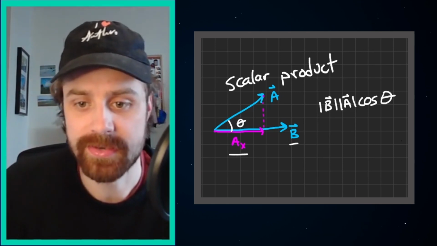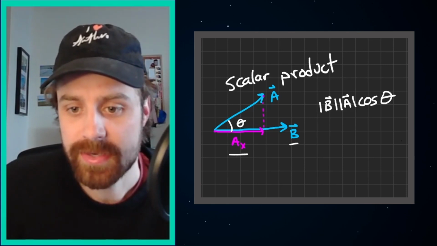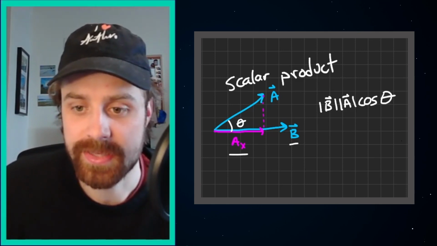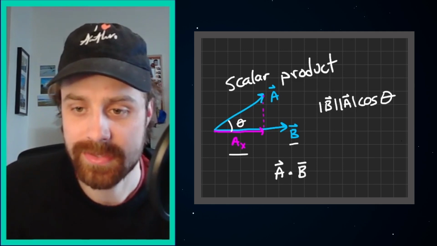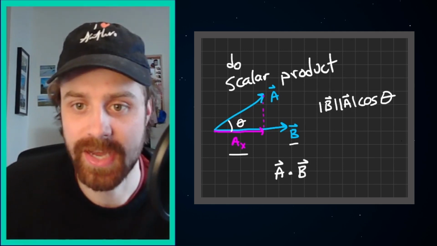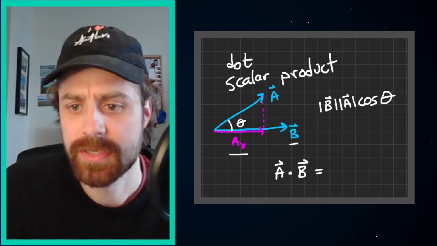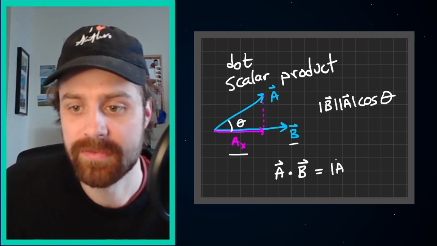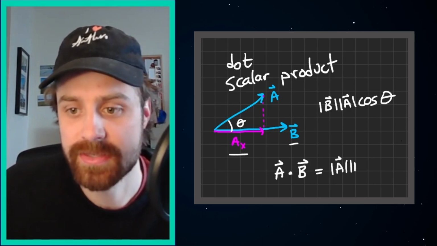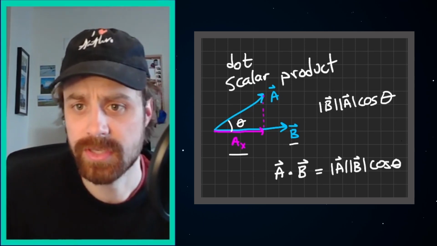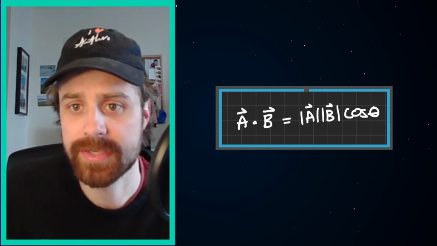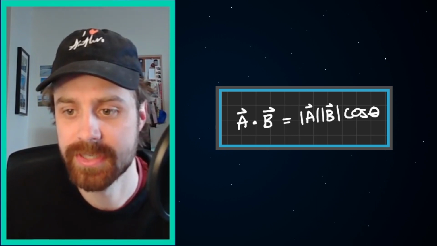And then if we write this out in an equation, scalar product, which we write like this, vector A dot vector B, or also we call this a dot product, is equal to the magnitude of the first vector, vector A, times the magnitude of the second times cosine of the angle between those two. So this is a general equation that can be applied to basically any situation, and it's what we're going to be using for this problem here.